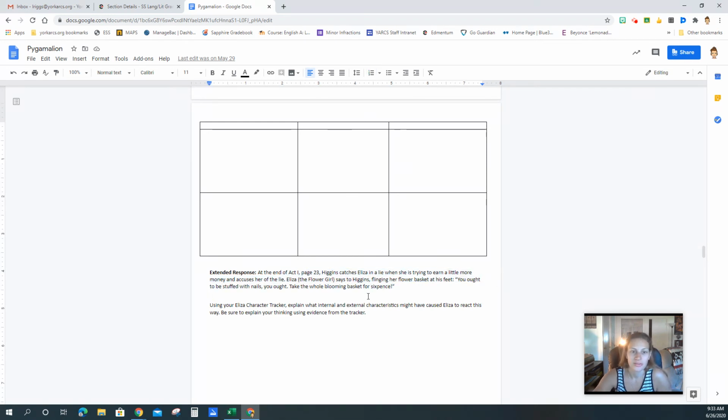And then for your extended response, you're just going to essentially take the information from your chart and write it into a paragraph, okay? So explain what internal and external characteristics might have caused Eliza to react this way when she yells back at Henry Higgins. And as you continue reading, I want you to think about how Henry Higgins is going to deal with such a strong-willed female.